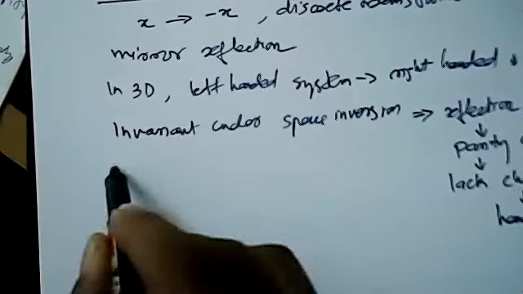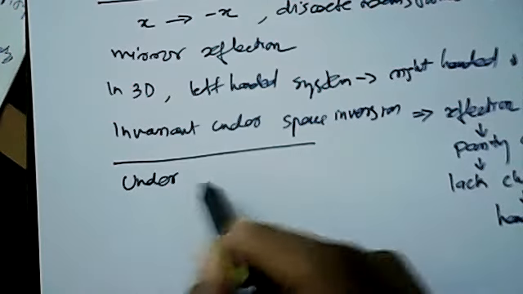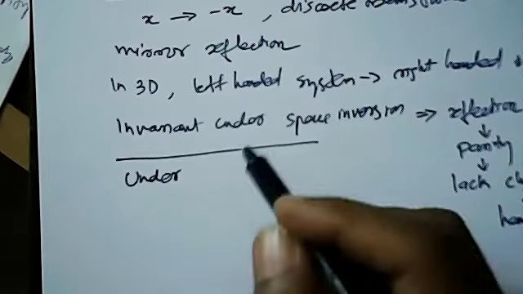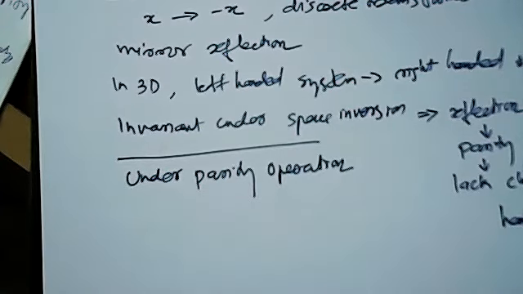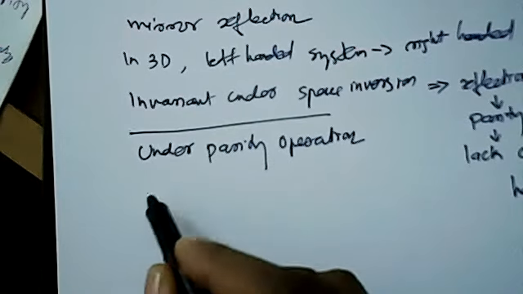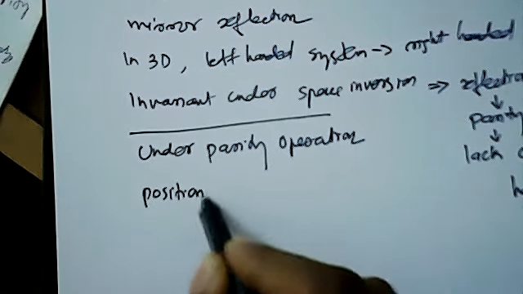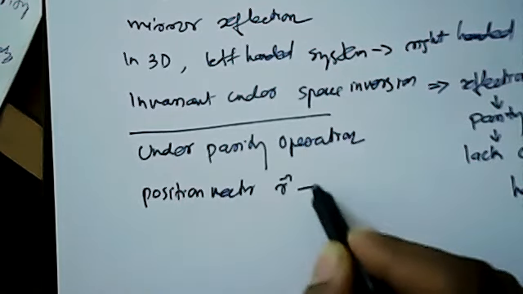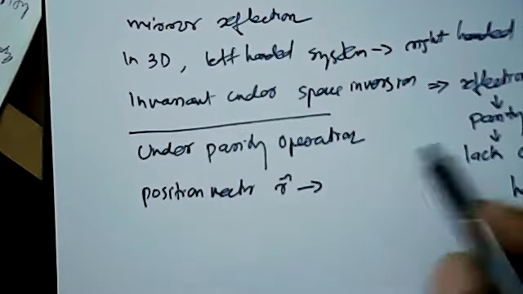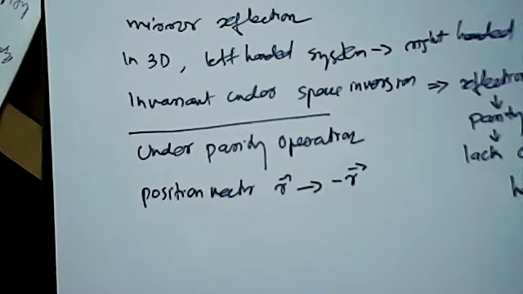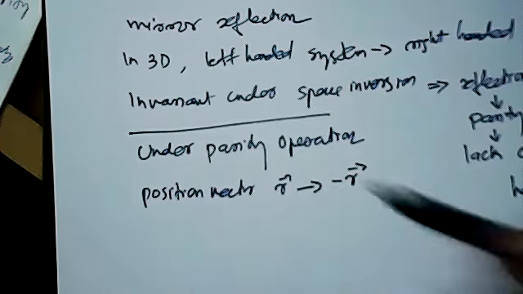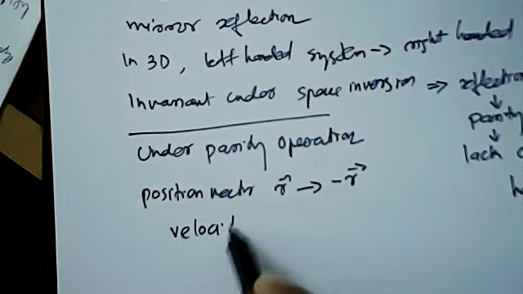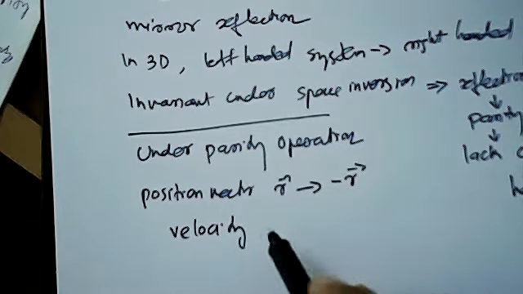Now let us see what happens under the parity operation. When you do the parity operation, what happens to the dynamical variables? Under parity operation, what happens to the position vector? Position vector r changes to minus r. x, y, and z all change. So vector r changes to minus vector r. Now what happens to the velocity? Velocity is dr by dt.